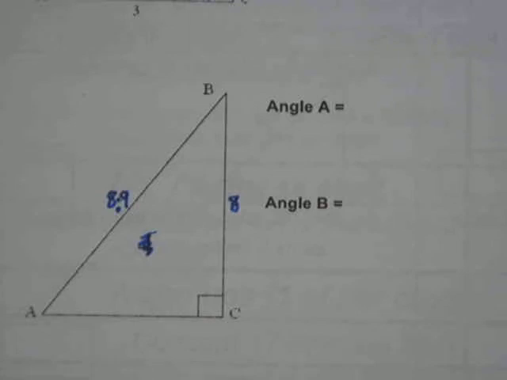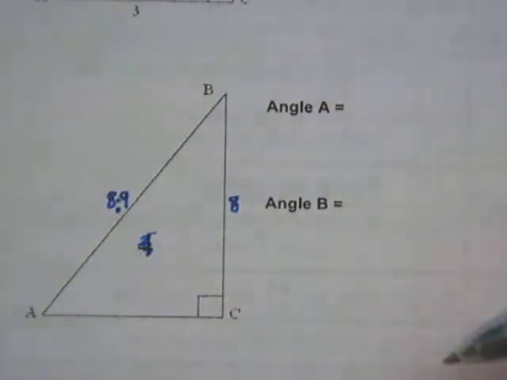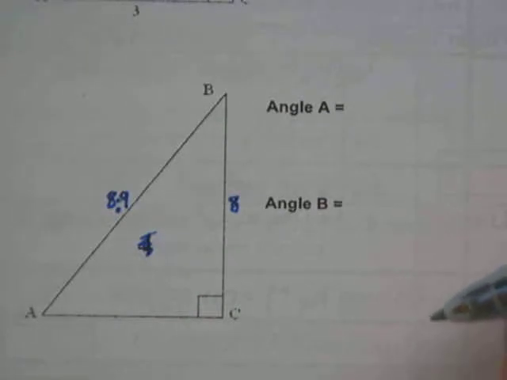Hey geometry students, so today in class we learned about 17.3, which was how to find angles when we're given two sides of a right triangle. So we're going to use sine, cosine, and tangent to do this.